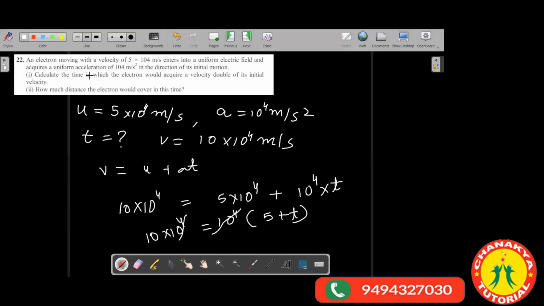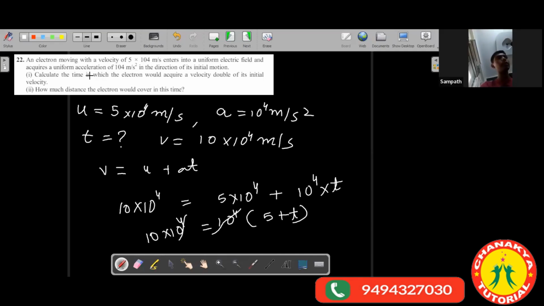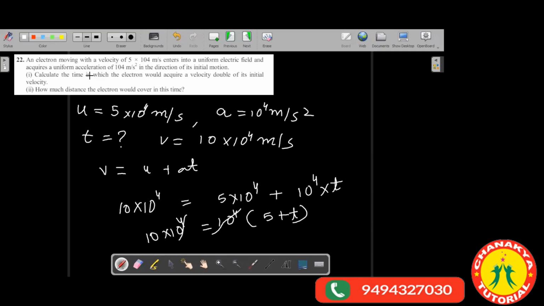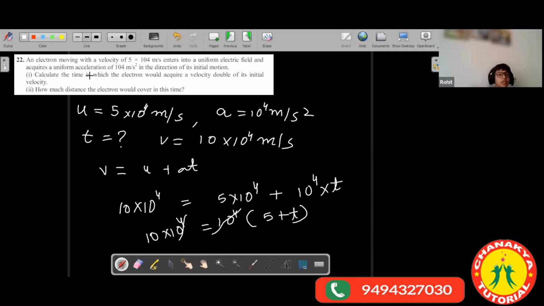Okay, see. So here you have how much distance the electron would cover in this time. So in this time, what would be the distance traveled by the electron? So which equation of motion will we utilize now? The second one. Yeah, use the second equation and obtain the value of displacement. Yes, sir.